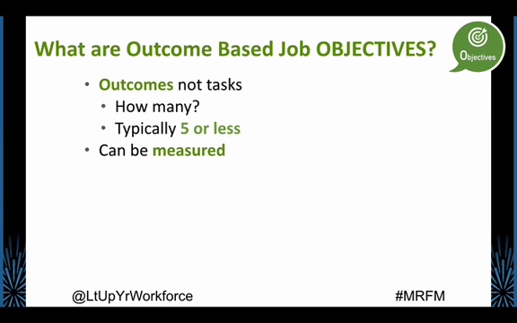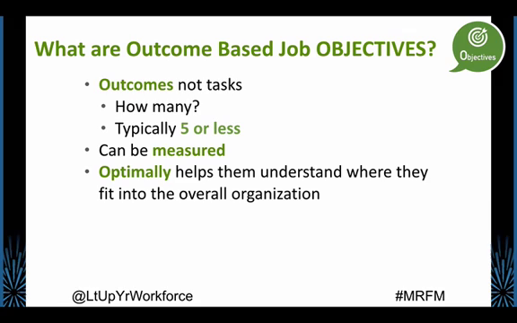The second principle in outcome-based job objectives is that they can be measured. They're quantifiable. They are truly objective, not subjective. The third is that these job objectives optimally help the employees understand where they fit into the overall organization and why what they do is important. That why is so critical. I'm going to give you a real live case story at the end of this video to demonstrate that. And then finally, they use real language. They don't use ambiguous language. It's specific, real language, the way people would actually talk.